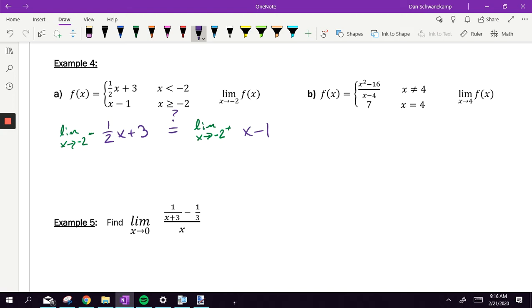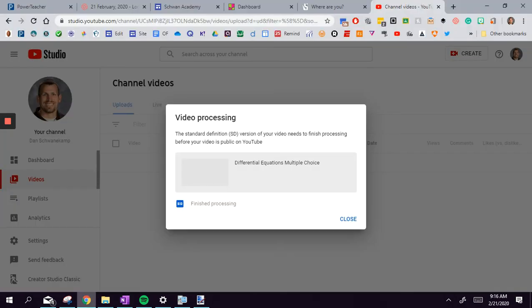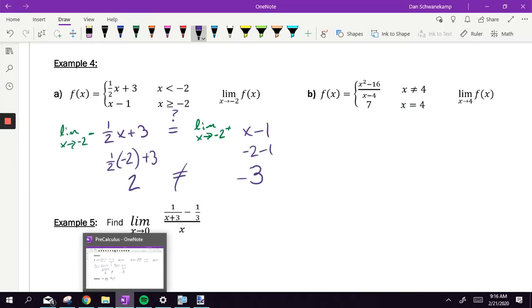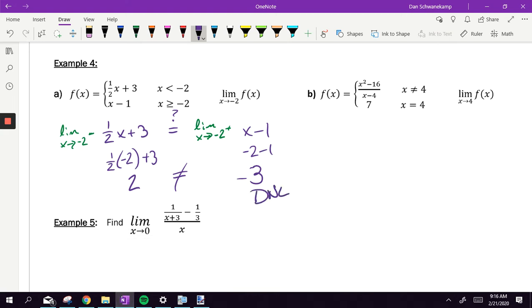Let's check. I'm taking -2. I'm plugging it in. So it's 1/2 times -2 plus 3. That's -1 plus 3. That's 2. If I plug in -2 here, it's -2 minus 1. It's -3. Is 2 equal to -3? No, doesn't work. I had a Desmos of that up. They're not anywhere close. You can graph the two lines. They're nowhere close to each other. It makes sense here that the limit does not exist. So this equation is D and E.